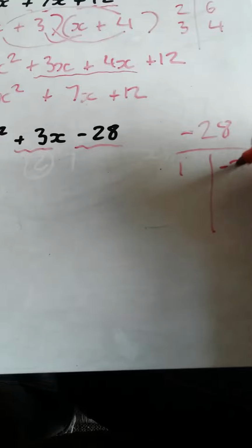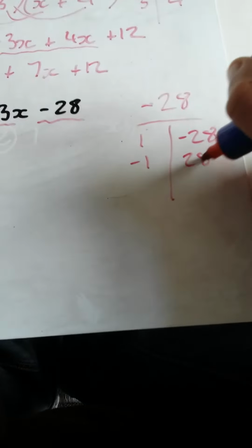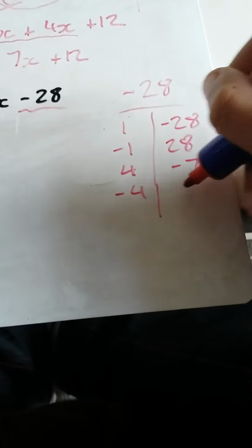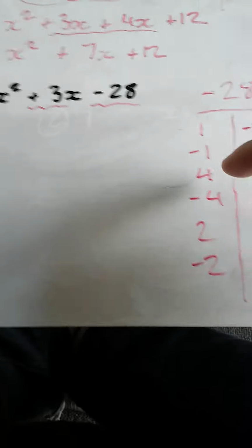So start off with the obvious. We've got 1 and minus 28. We've got negative 1 and positive 28. We've got 4 and negative 7. We've got negative 4 and positive 7. We've got 2 and negative 14. We've got negative 2 and 14. Each of these pairs of numbers multiplies together to make minus 28. Now we need to look at which pair of these adds together to make positive 3.